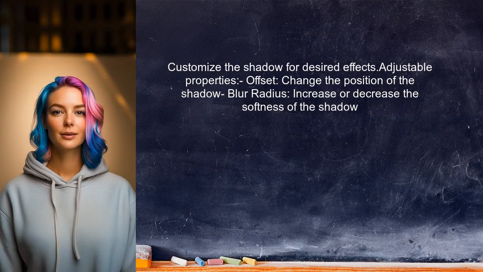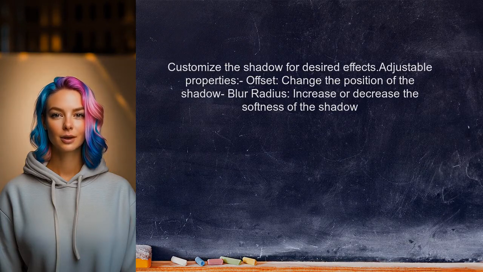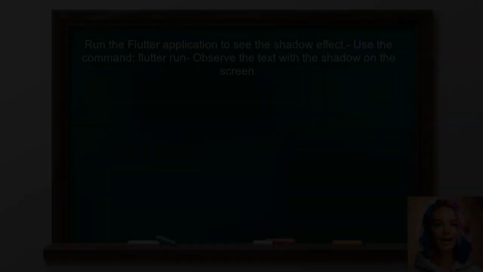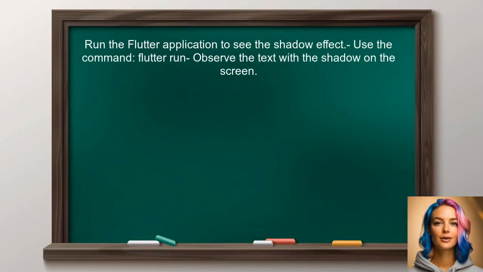Additionally, the user can customize the shadow further by adjusting the offset and blur radius to achieve the desired visual effect. Finally, the user should run the Flutter application to see the text with the shadow effect rendered on the screen. This will provide a clear visual enhancement.